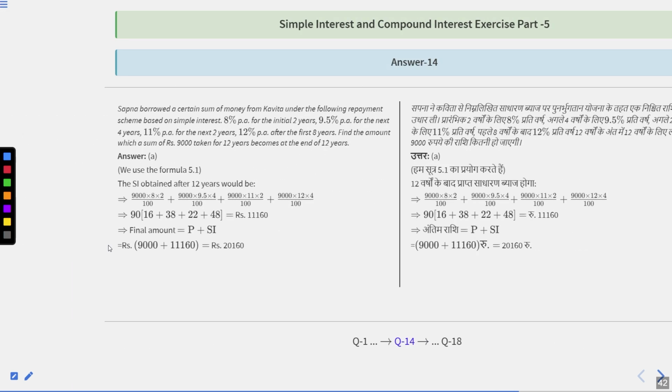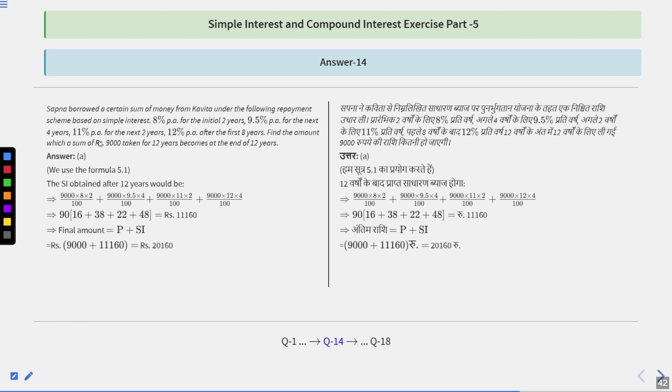Now time's up. Let's see the solution. According to the question, what would the SI obtained after 12 years be? So we use the simple interest formula. First, 9,000 and 8% rate of interest: 9,000 multiplied by 8 into 2 upon 100. Same way, 9,000 into 9.5% for 4 years upon 100 plus 9,000 multiplied by 11% for 2 years plus 9,000 multiplied by 12 into 4 upon 100. When we calculate it, we get 11,160.